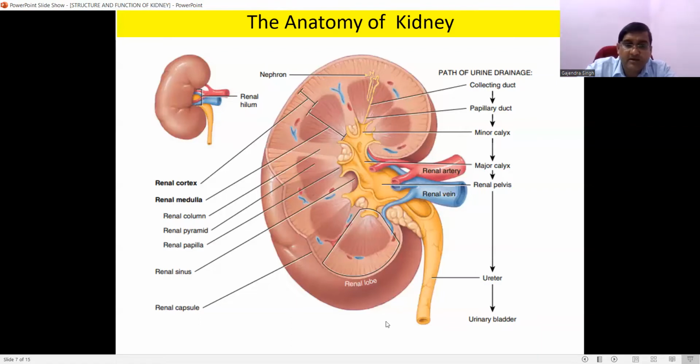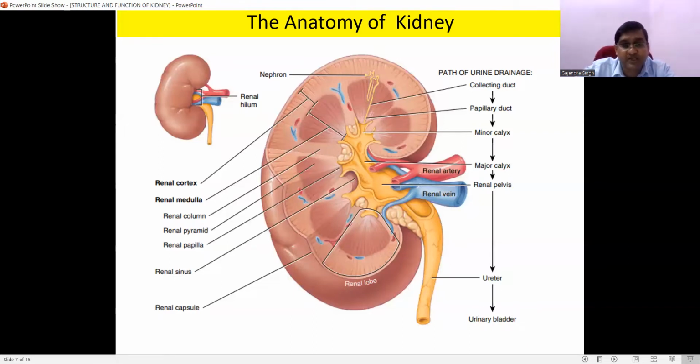One more interesting region is known as the renal lobe. So the renal lobe consists of a renal pyramid, its overlying area of renal cortex, and one half of the area of each adjacent renal column. These three parts constitute the renal lobe, and this renal lobe has parenchyma.